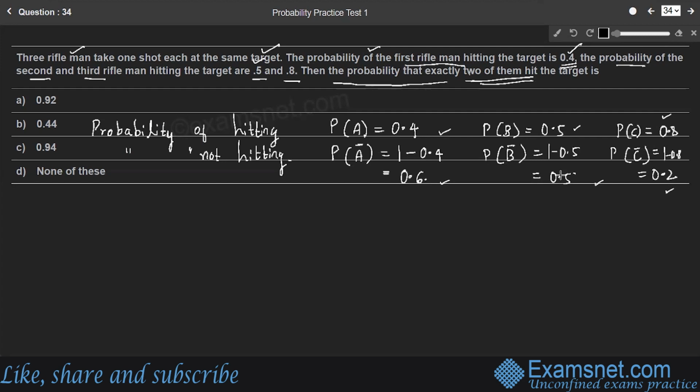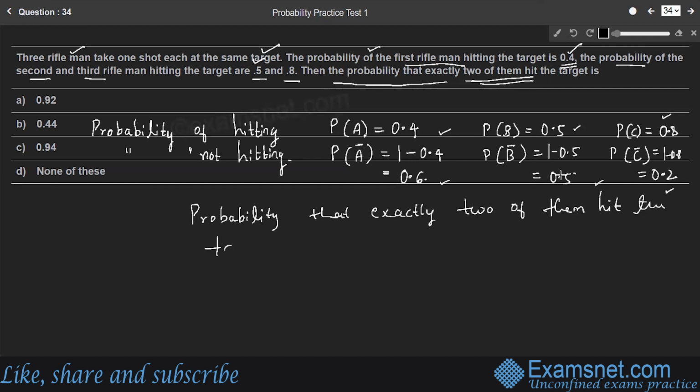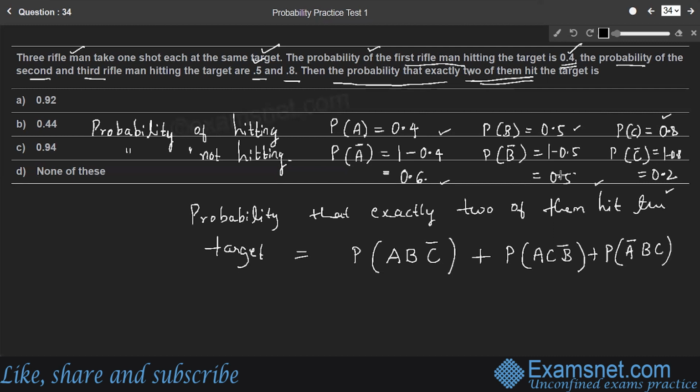Now, the probability that exactly 2 of them hit the target. So there are 3 cases here. The probability that exactly 2 of them hit the target is equal to the probability of A and B hitting the target so that C is not hitting the target. Therefore, probability of A into B into C prime, plus in another case, the probability of A and C hitting the target, B not hitting the target, plus the probability of A not hitting the target, B and C hitting the target. So A prime B into C.